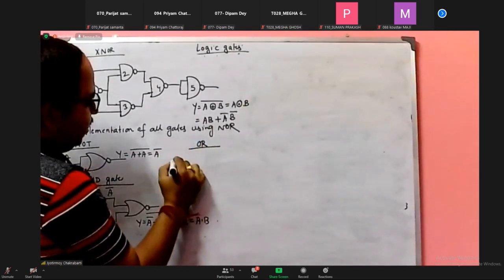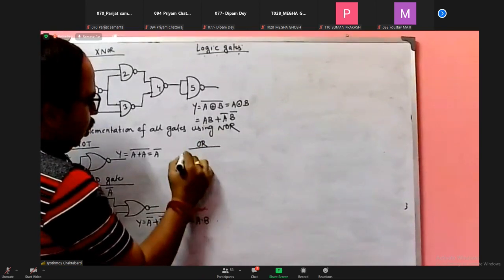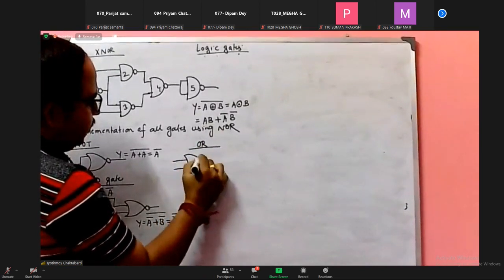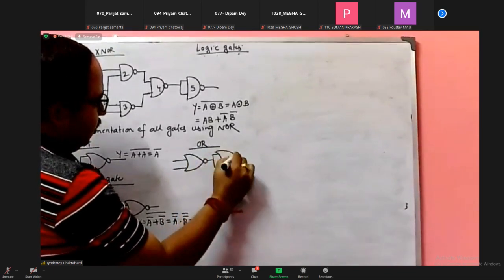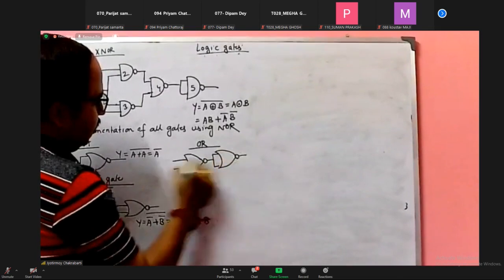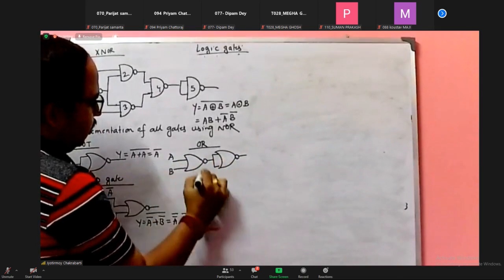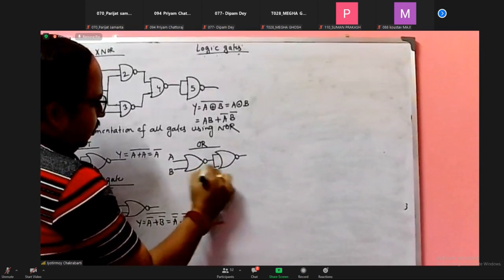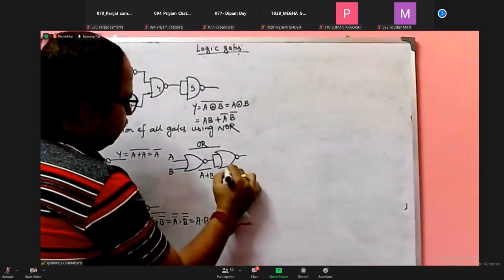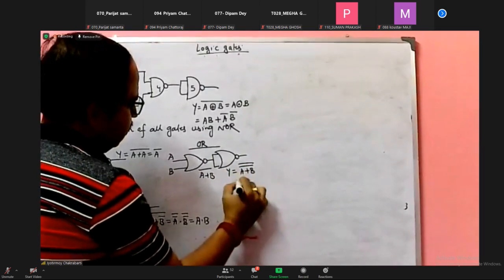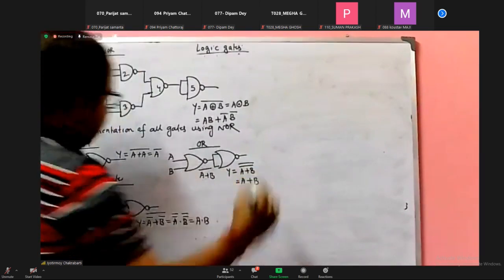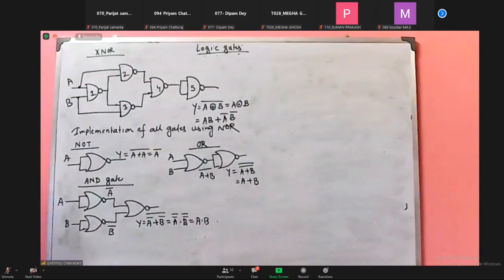OR gate is very simple. NOR followed by an inverter. So these are the basic gates which you can implement using NOR gates. Okay.